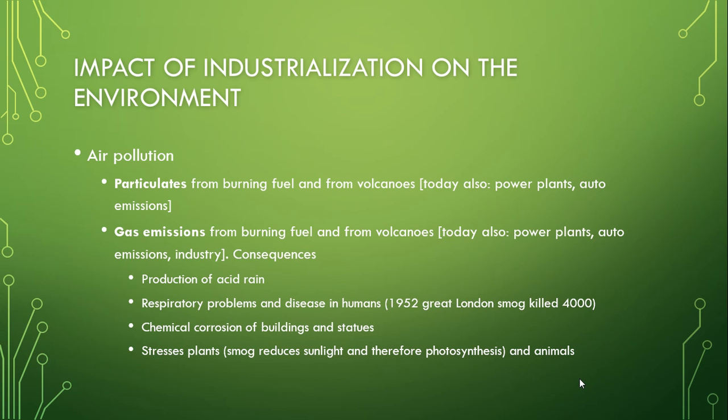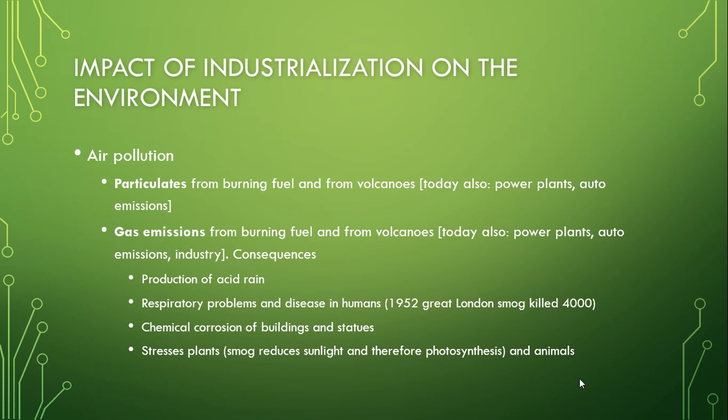So let us look at the environmental impact of industrialization. Firstly, let's look at air pollution. As a result of the activities related to industrialization, we find that we have increasing amounts of particulates from different sources. First of all, the burning of fossil fuels, volcanic activity, etc. Also from power plants, auto emissions. So we have a lot of particulate matter being released into the atmosphere.